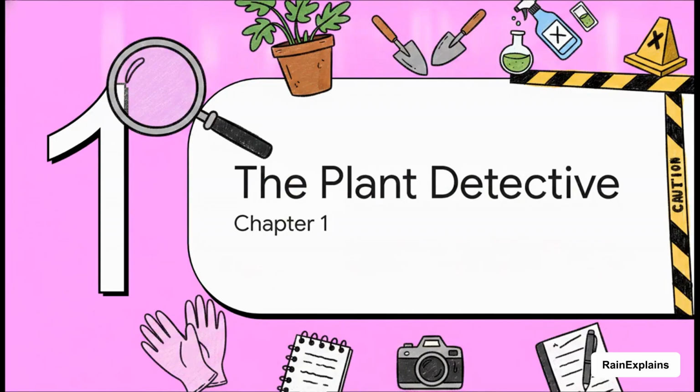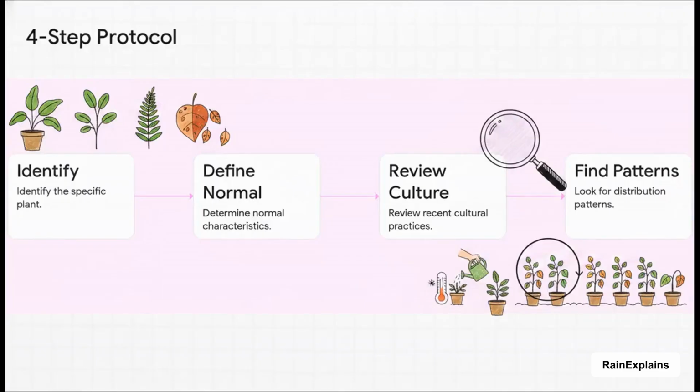Chapter 1. The Plant's Detective. To figure out what's really going on, we literally have to treat the garden or even just your living room windowsill exactly like a crime scene. We need a systematic, logical approach to diagnosing plant problems, instead of just guessing and throwing chemicals at the issue.